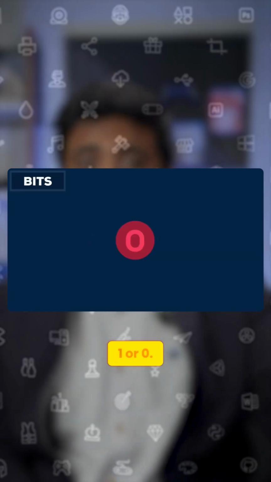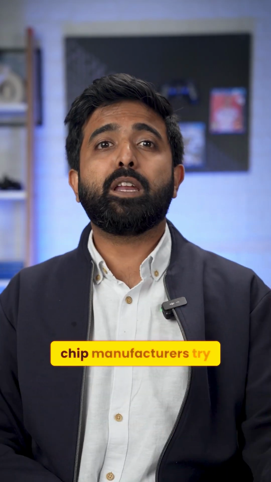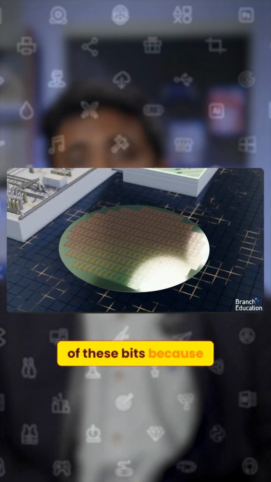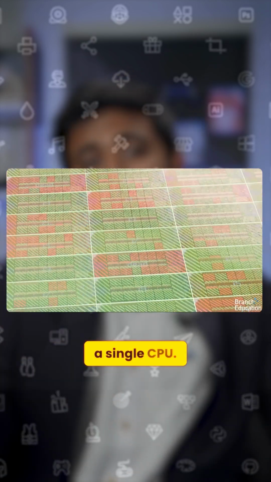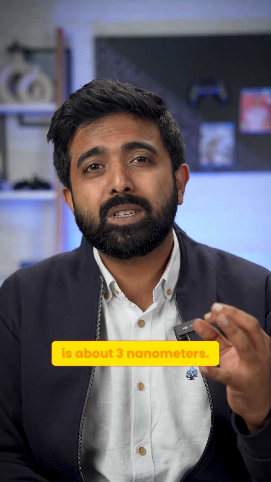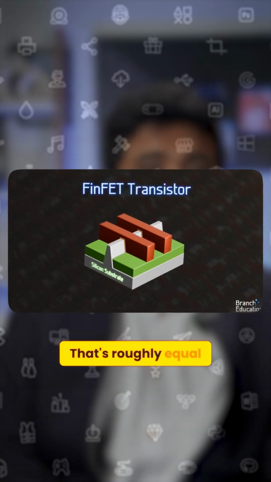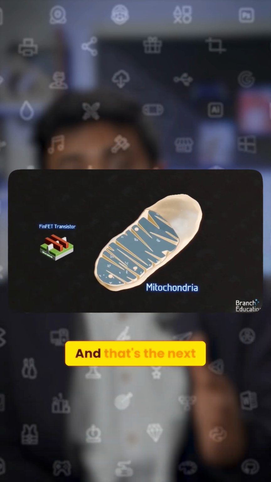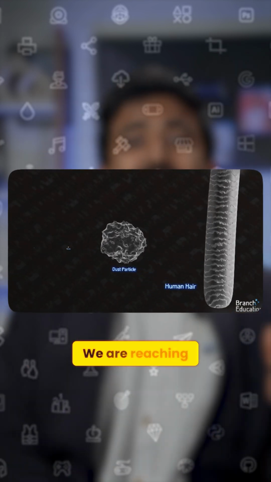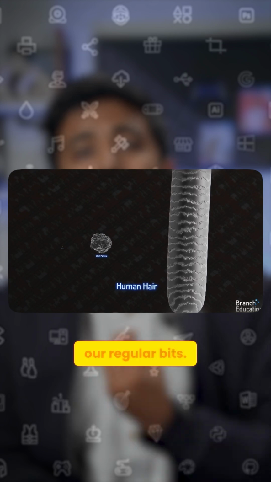They represent either a 1 or a 0. And for better performance, chip manufacturers try to reduce the size of these bits, because the smaller a bit or transistor gets, the more we can fit in a single CPU. So, the smallest bit right now is about 3 nanometers. That's roughly equal to just 14 atoms. And that's the next biggest problem in computing. We are reaching a physical limit to how small our regular bits can get.